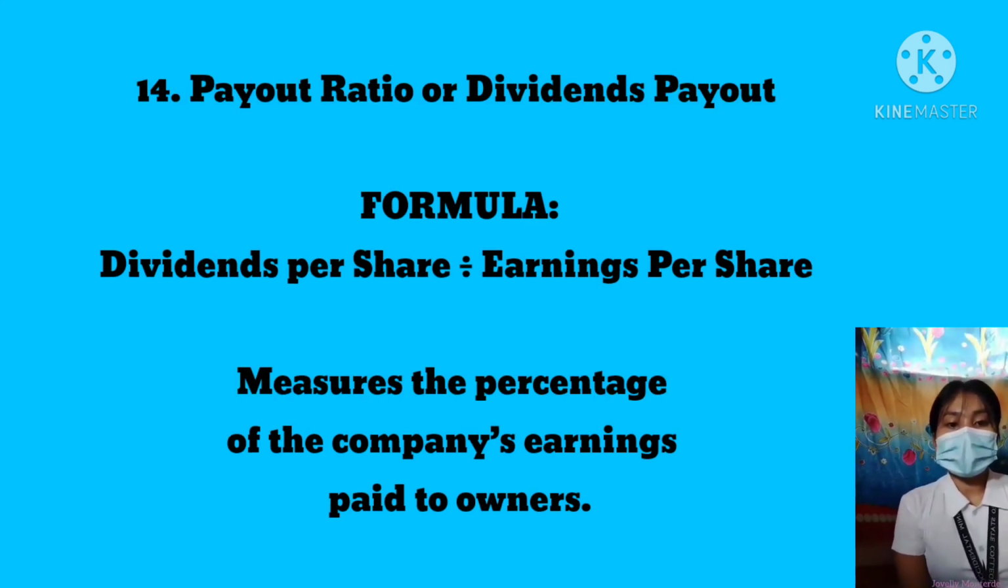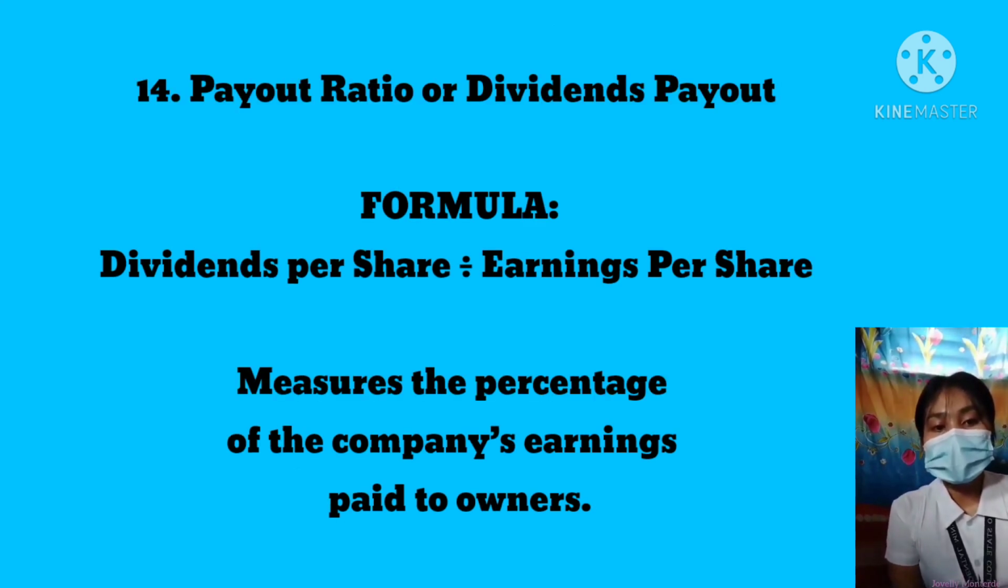Number 14 is payout ratio or dividend payout. The formula is dividends per share divided by earnings per share. It measures the percentage of the company's earnings paid to owners.